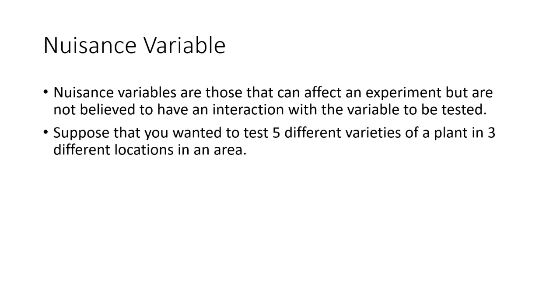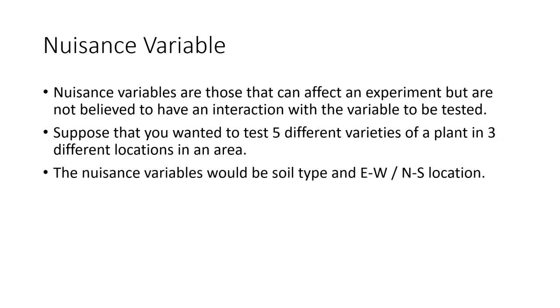Suppose you want to test 5 different varieties of plants in 3 different locations in an area. This would require 3 distinctive setups, one for each distinct location. Since each location is distinct, there are several possible nuisance variables. These occur because each location is distinct and will have unique characteristics. In this case, the nuisance variables would be the soil type and the east, west, north, south location.